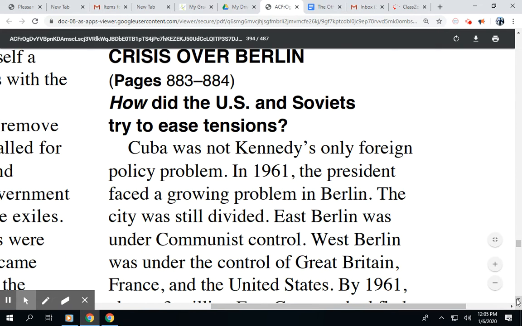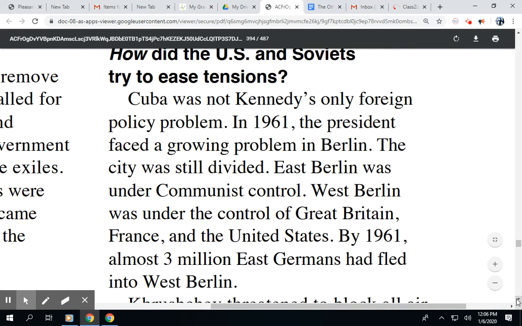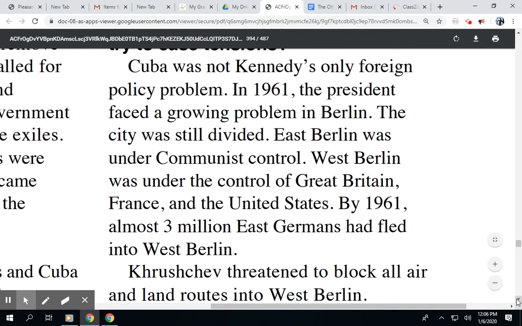Crisis over Berlin. How did the US and Soviets try to ease tensions? Cuba was not Kennedy's only foreign policy problem. In 1961, the president faced a growing problem in Berlin. The city was still divided. East Berlin was under communist control. West Berlin was under the control of Great Britain, France, and the United States. By 1961, almost 3 million East Germans had fled into West Berlin.